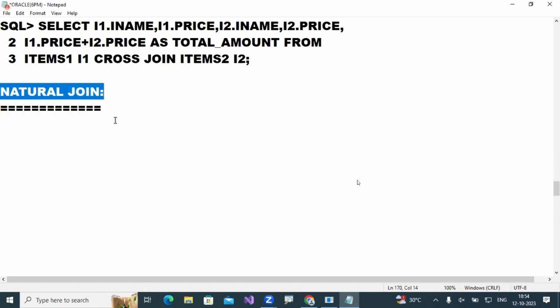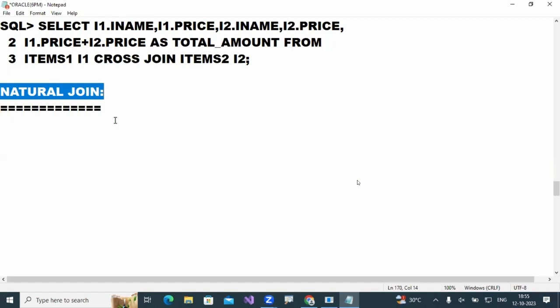Equi-join will retrieve your matching rows along with the duplicate columns. If in your table you have duplicate columns, they will be retrieved along with them. But natural join will not do like that. It will retrieve only unique columns, without the duplicate columns. Unique means different columns. There is no chance to retrieve the same column twice. So duplicate columns are avoided by natural join, but not avoided by equi-join.